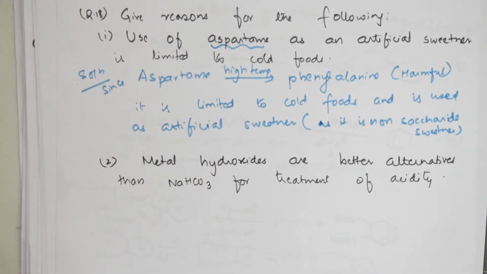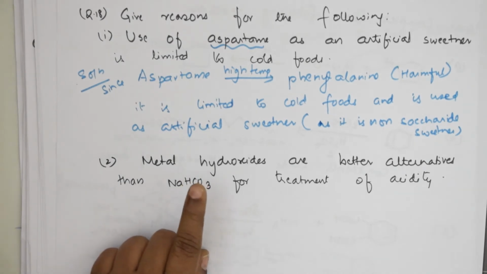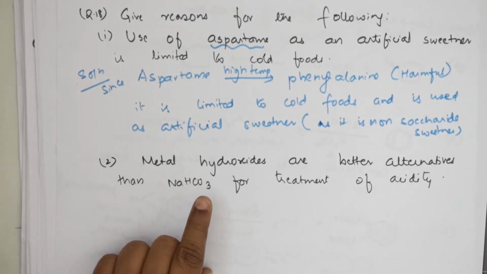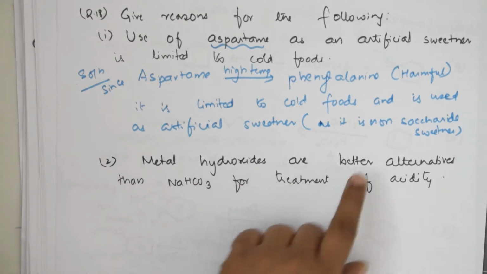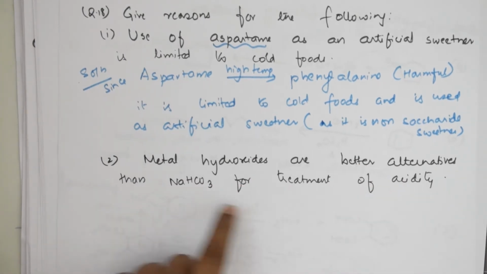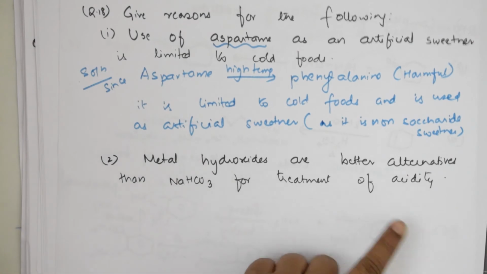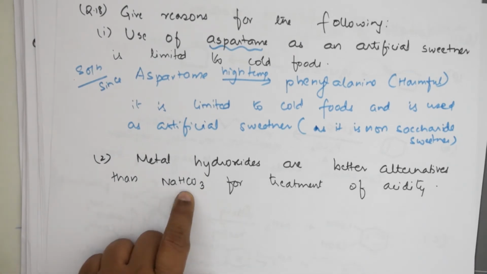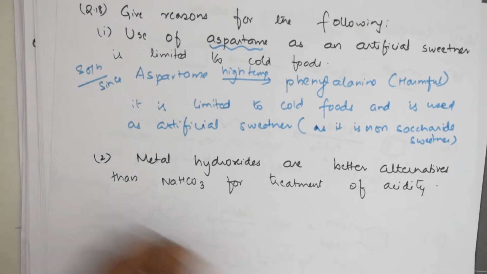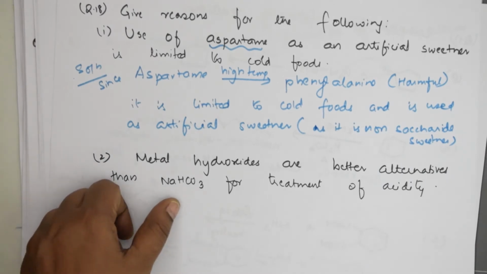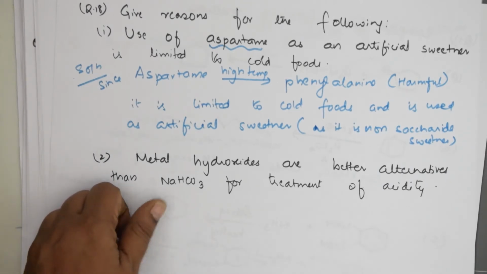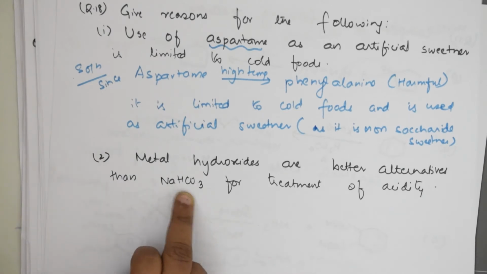Now, the next thing, what do they give me? Metal hydroxides are a better alternative than sodium bicarbonate for treatment of acidity. So here they said you're taking metal hydroxide and using it as an alternative to sodium bicarbonate in the treatment of acidity. Why are you not using sodium bicarbonate? Right? So what will happen? Let's see. When I use excess of hydrogen carbonate, what will it do?